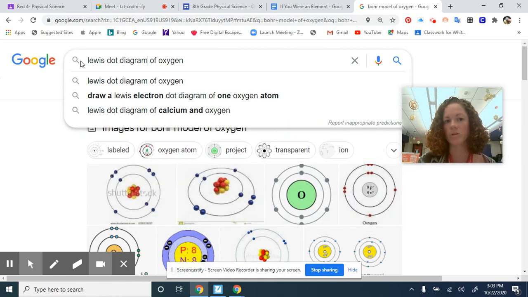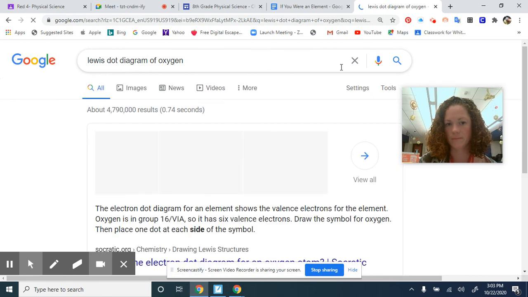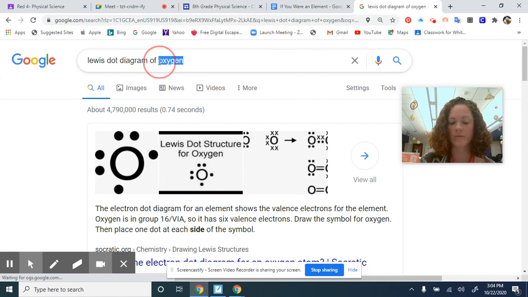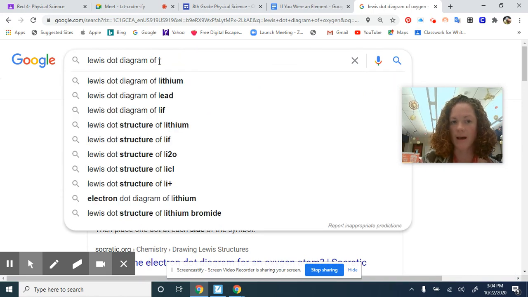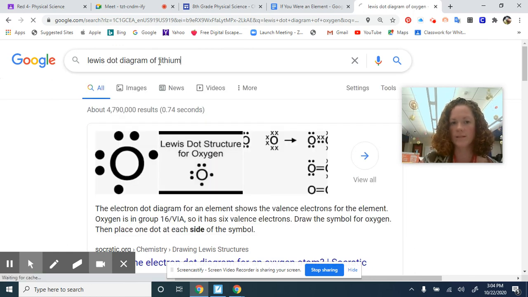And remember I said for the Lewis dot diagram of oxygen, it's the O, and it has a total of 6 dots around it. So here's my O, 1, 2, 3, 4, 5, 6 dots around it. That's for my Lewis dot diagram. And then we also did the Lewis dot diagram of lithium, which is the Li with 1 dot because it had 1 valence electron.